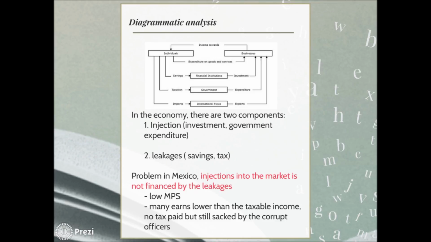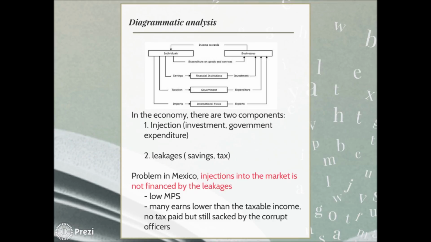In the economy, there are two components, the injections and the leakages. The injections for this economy are the investment and the government expenditure, and the leakages come from the savings of the households, as well as the payment of taxes to the government. The problem in Mexico is that injections into the market are not financed by the leakages. To make sure that the economy is in equilibrium, injections must be equal to leakages.